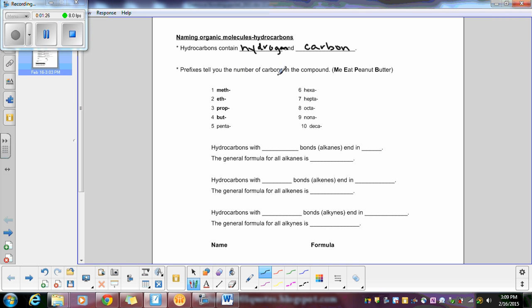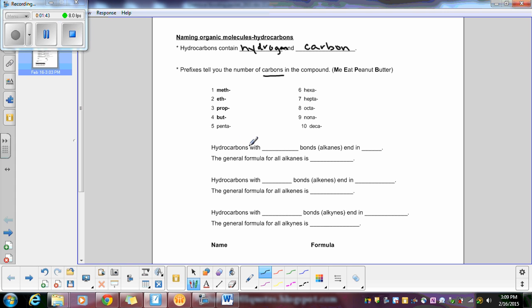These prefixes are only used to tell us the number of carbons. So that's a really important point. There's nothing in the name that directly tells us the number of hydrogens. We have to do a little bit of critical thinking to figure that out.